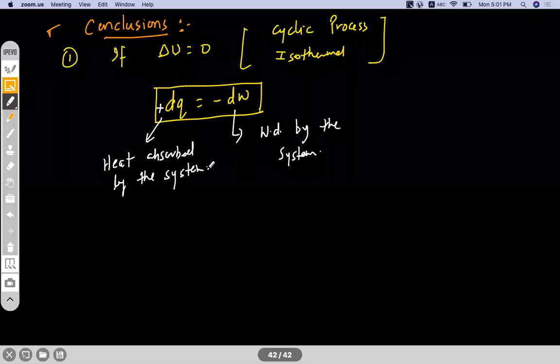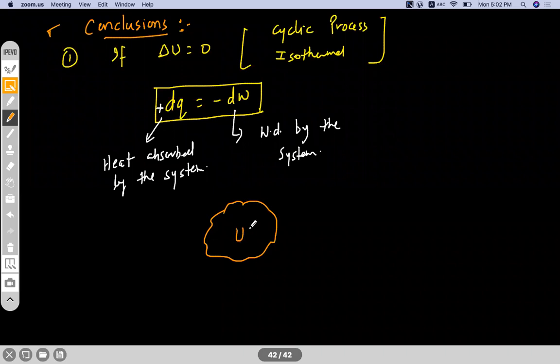Is it clear? Yes. Correct? No? Yeah. Now, if you try to understand, this is the mathematical relation we have. If you try to understand it this way, suppose you have a system. System has some internal energy, which we don't want to increase or decrease. Means we want this delta U is to be constant. Delta U is zero.